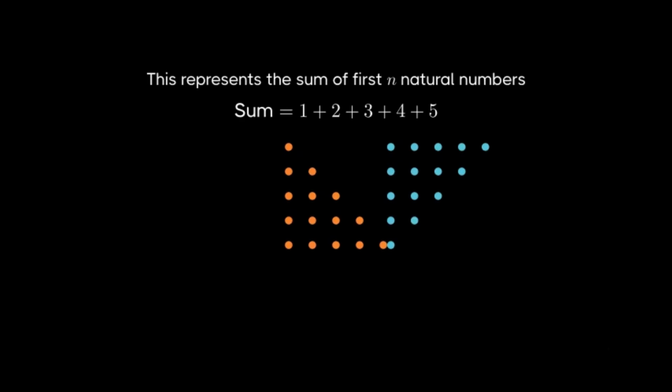Now we'll position this blue triangle right next to our original orange triangle. Notice how they fit together perfectly. When we place the two triangles together, they form a rectangle. Let's add lines to highlight this rectangular shape.